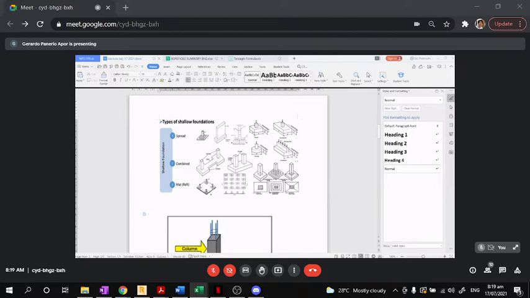Wow, 75 kilos. So, if that is the capacity, let us say capacity. The soil also has a capacity, no? How are we going to determine the capacity of the soil? It's based on soil exploration.